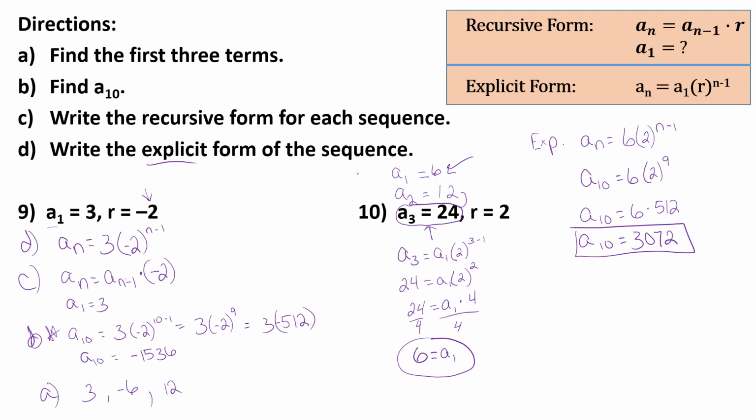All right, so we've got A, which is our first 3 terms. We've got B, which is our a sub 10 value. We've got D, which is our explicit form formula. The only thing we're missing is C. So we want a sub n being equal to a sub n minus 1 times the rate. Well, we can remember we were given the rate at the beginning. It's 2. And a sub 1 we calculated to be 6.